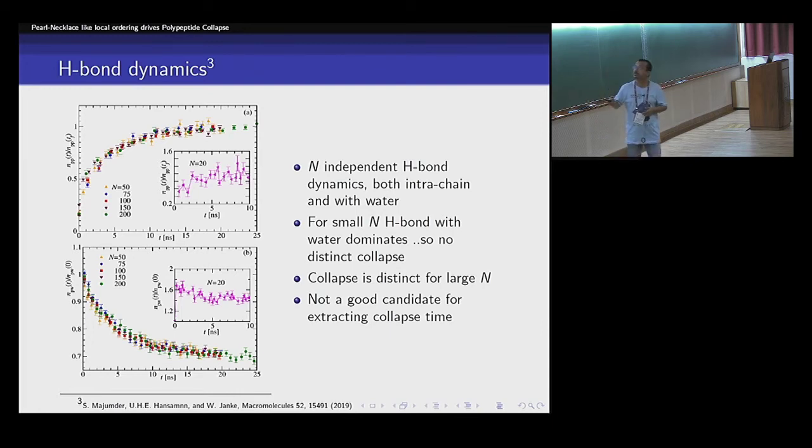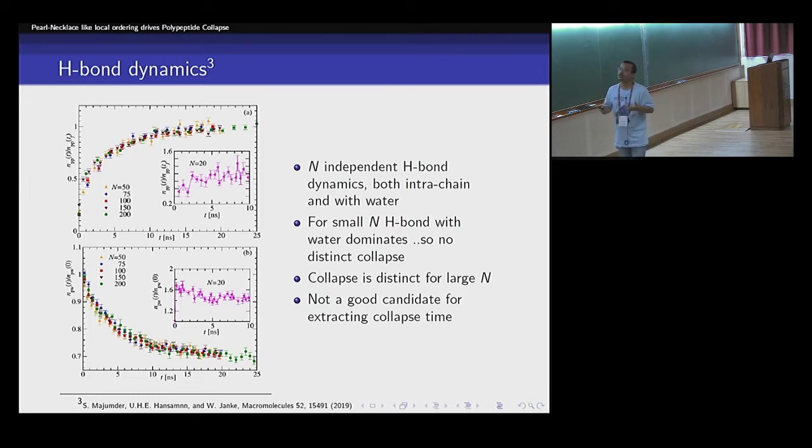So the upper one is basically the polypeptide hydrogen bonds, and the lower one is basically the polypeptide and water hydrogen bonds. And it's pretty clear that as time progresses, the hydrogen bonds with the water will decrease with time, and the other one will increase in time.